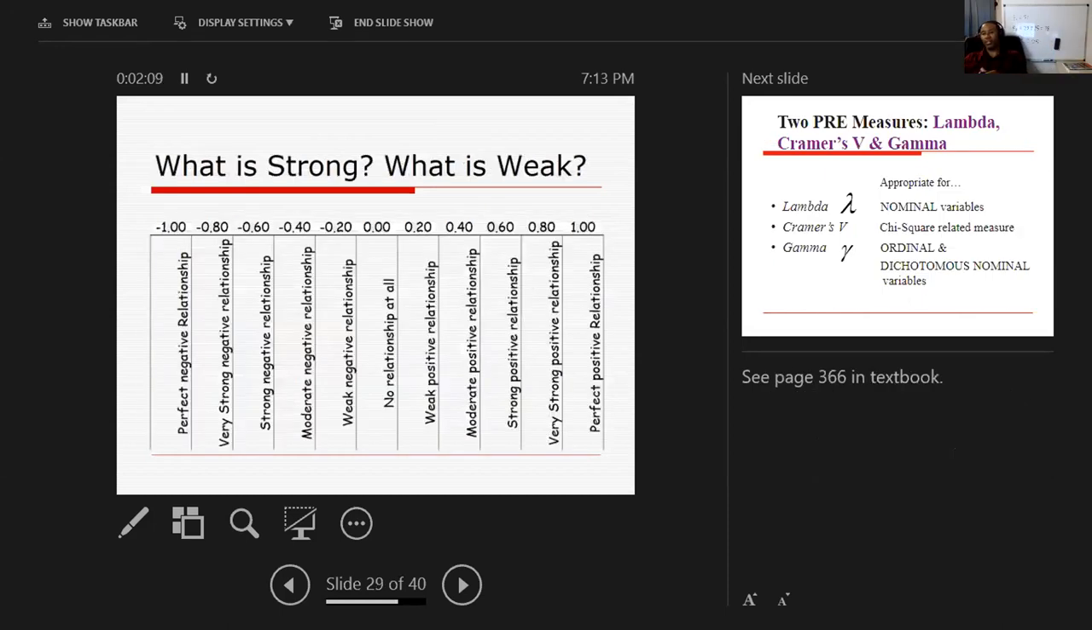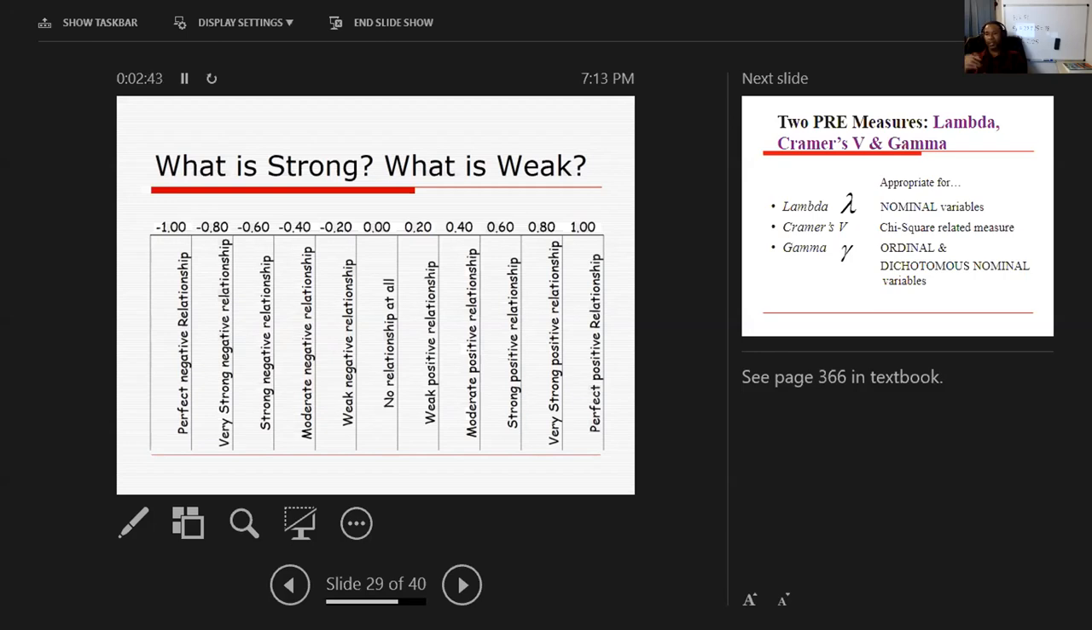Because you're going to see some type of gradation, how do you determine whether it's weak, moderate, strong, and so on? What you're going to do is, like I said, if you have a PRE of 0, it is no relationship at all. If it's 0.20, it's a weak relationship. If it's 0.40, it's moderate. If it's 0.60, it's strong. If it's 0.80, it's very strong. And if you have 1.0, it's a perfect relationship. Now, obviously, if you see negative 0.20, it's a weak negative relationship because you have an inverse association between the two variables.